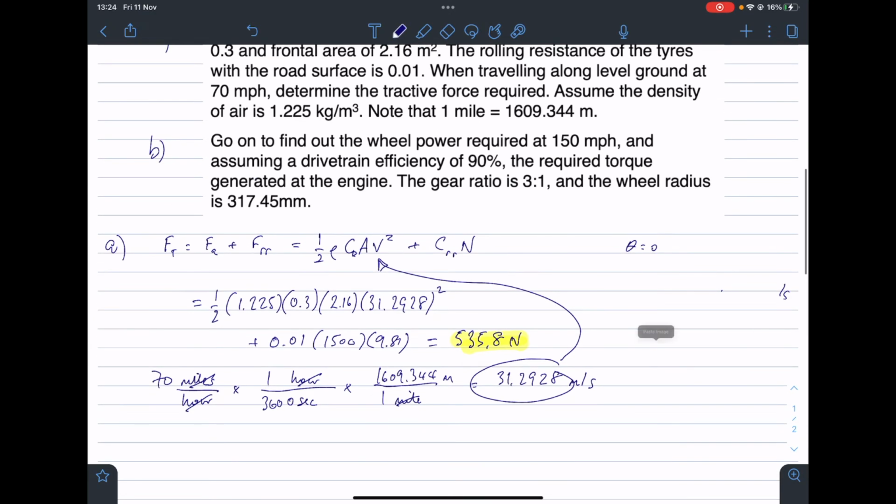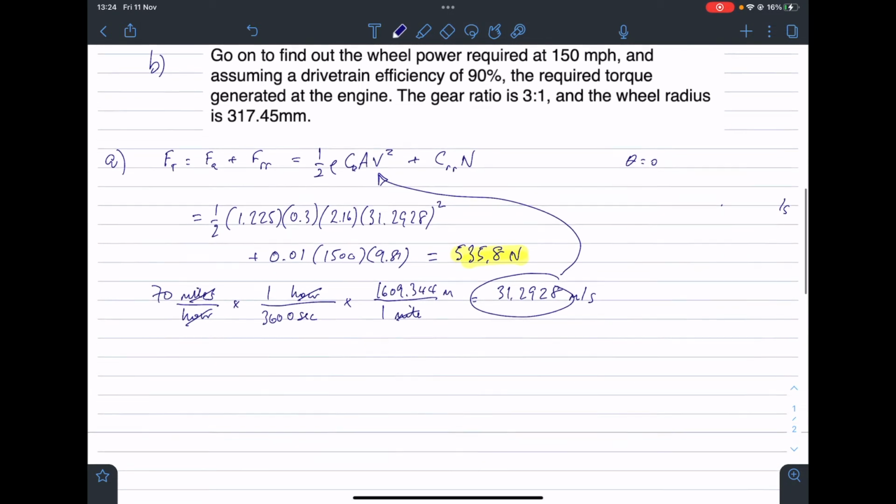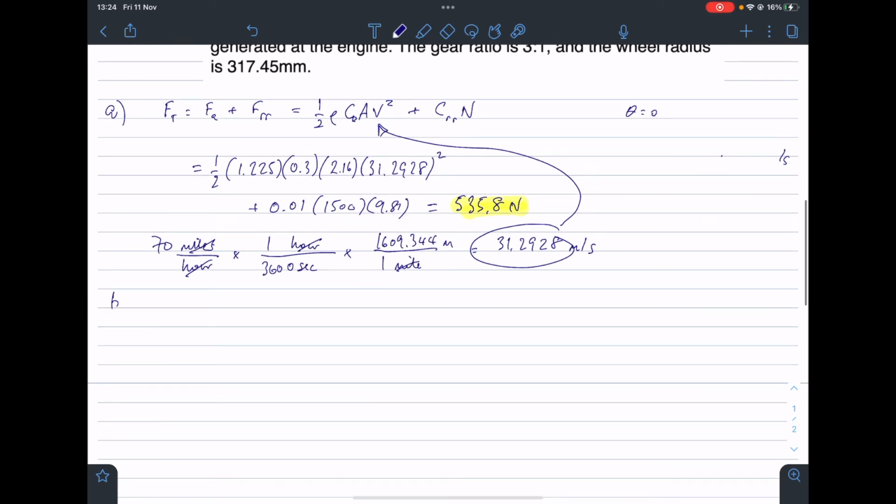Part B says go on to find the wheel power required at 150 miles per hour, and assuming a drivetrain efficiency of 90%, the required torque generated at the engine. The gear ratio is 3 to 1, and the wheel radius is 317.45 millimeters. So part B.